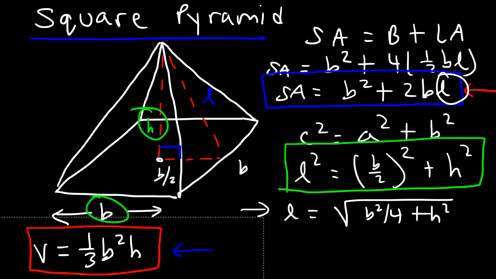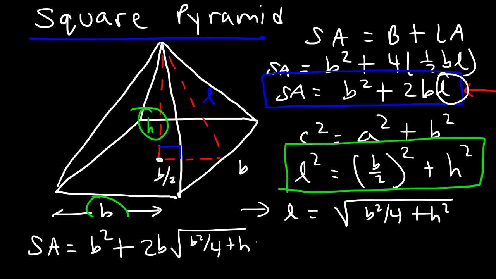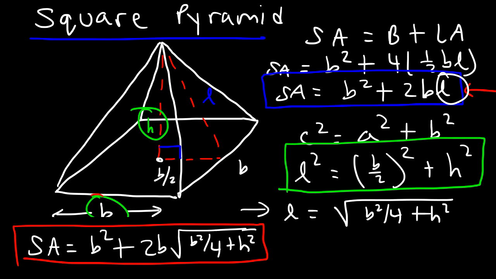And first let's make some space. So you could say the surface area is b squared plus 2b times the square root of b squared over 4 plus h squared. So this will give you the surface area simply using the base and the height of the square pyramid.